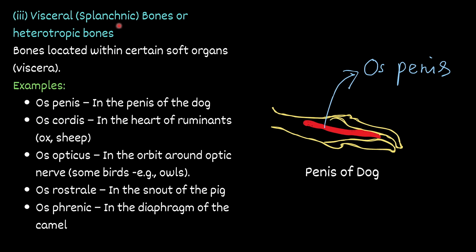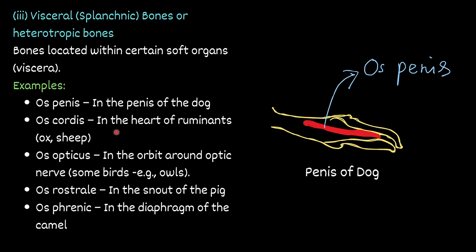Then visceral bone, splanchnic bone. They are also called heterotopic bones. Bones located within certain soft organs, viscera. Example: os penis in the penis of the dog. You can see this is a line diagram. So this is the penis of the dog. Inside you will find a bone. That is called os penis.